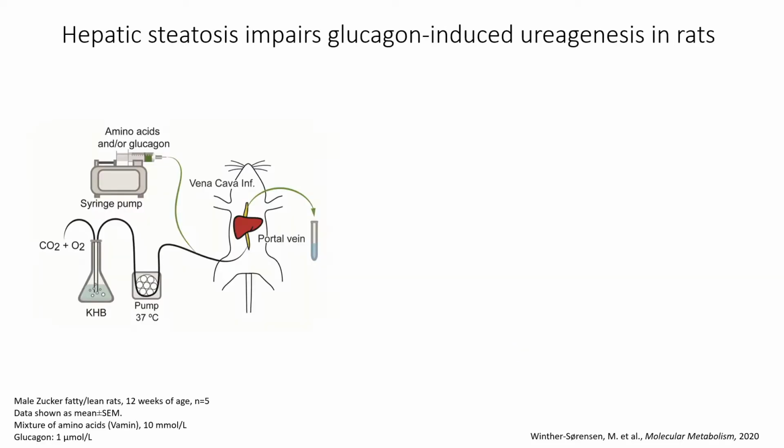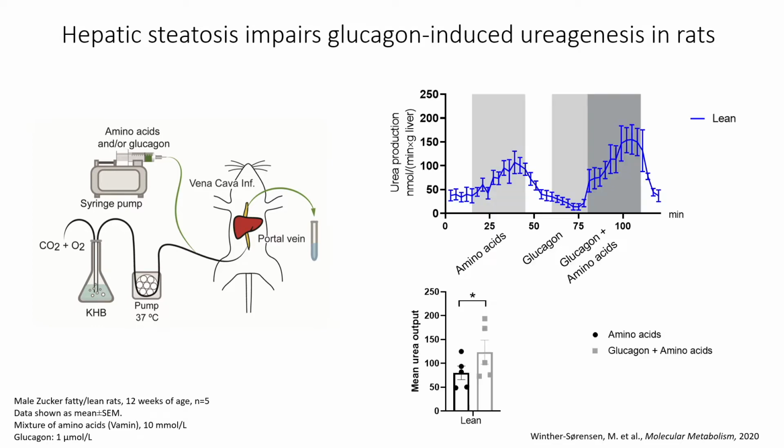To directly test if hepatic steatosis leads to glucagon resistance, we used the perfused rat liver experiment, where we use sugar fatty rats as a model for hepatic steatosis and control rats as controls. The livers were perfused through the portal vein, and we collect the outflow from the vena cava inferior.